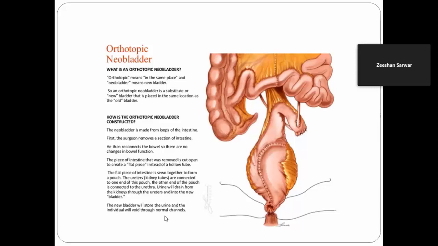The ureters, the kidney tubes, are connected to one end of this pouch. The other end of the pouch is connected to the urethra. Urine will drain from the kidneys through the ureters and into the new bladder. The new bladder will store the urine and the individual will void through normal channels.